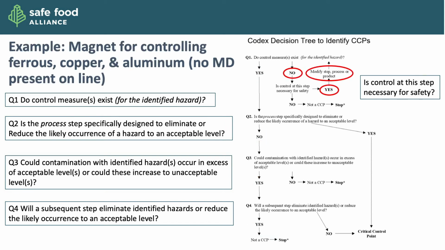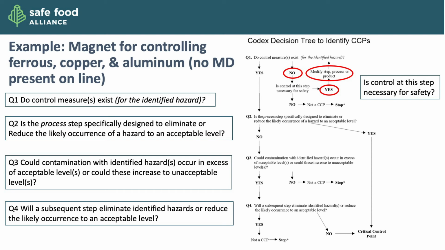So now let's look at another example that may not be as straightforward. So this one has to do with a magnet, and a magnet on a product line. It's meant to control, and the hazards we've identified are all metal types. So we're looking at ferrous metal, non-ferrous metal such as aluminum, copper. It doesn't mention anything about stainless steel in this particular scenario, but there is not a metal detector inline or downstream in this particular scenario.